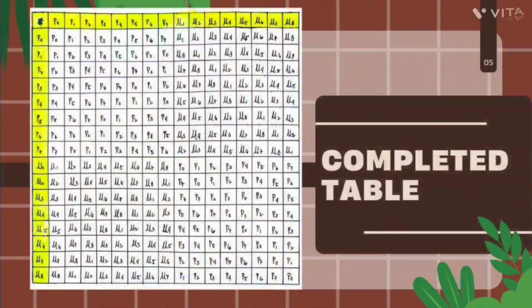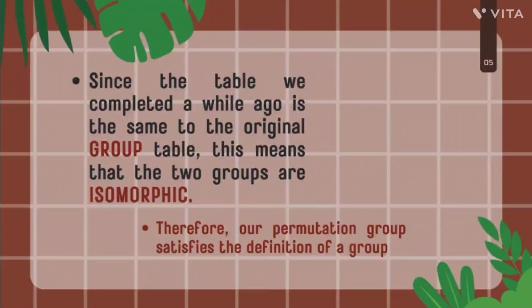Now, after doing the same process, this is now the completed table. Take note that it is the same sa group table sa final project number 1 na ginawa natin. Since the table we completed a while ago is the same as the original group table, this means that the two groups are isomorphic. Therefore, our permutation group satisfies the definition of a group.